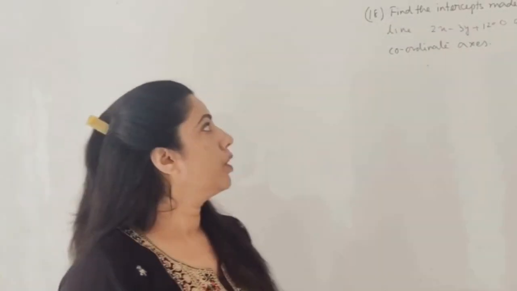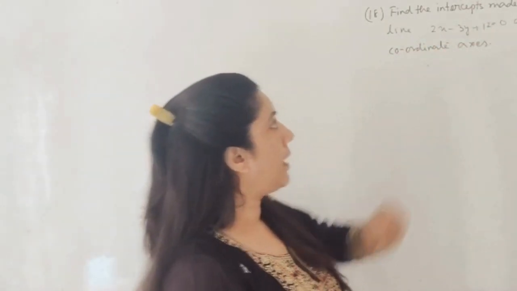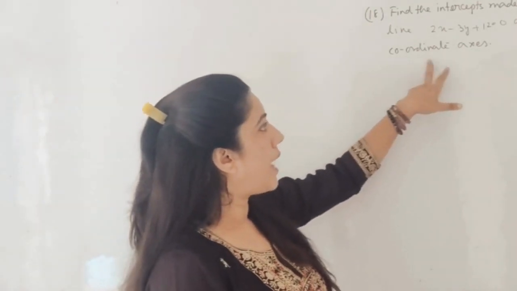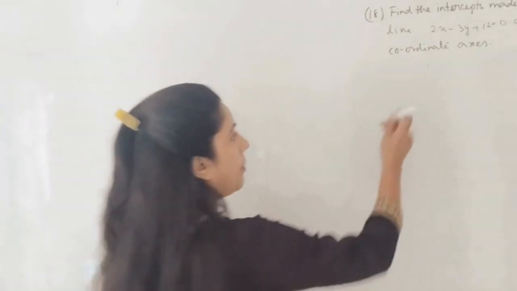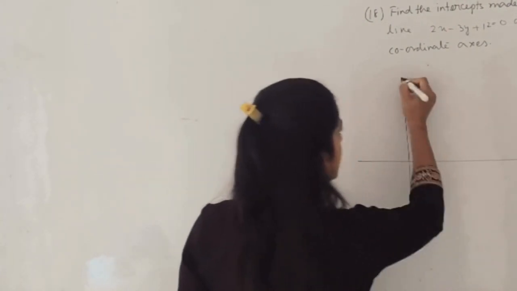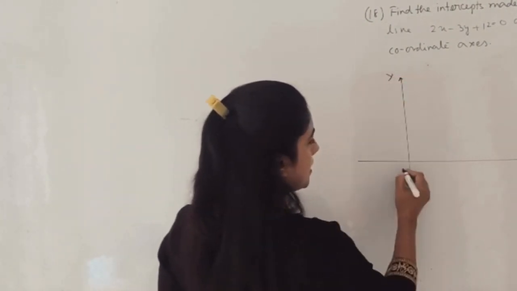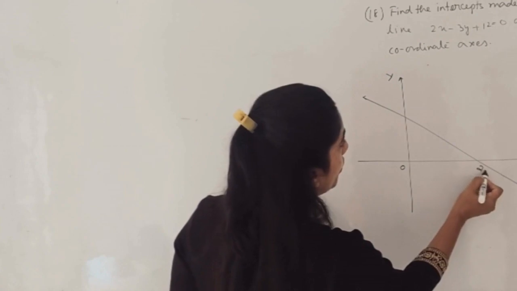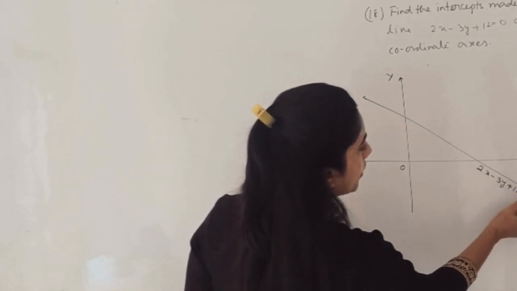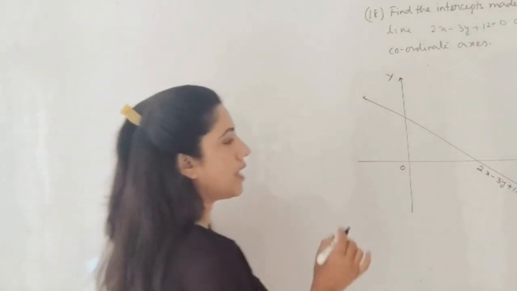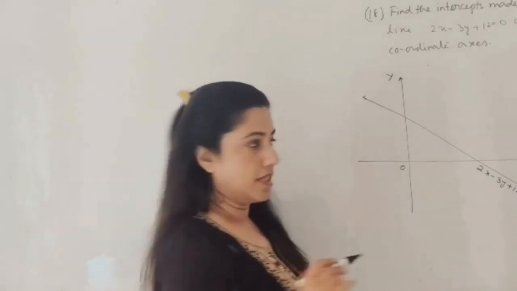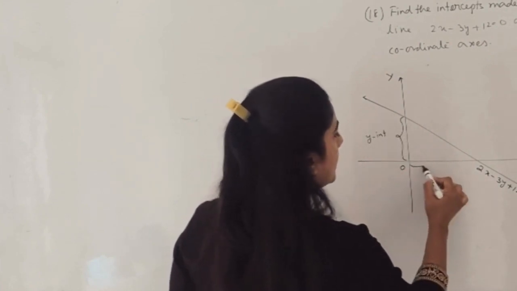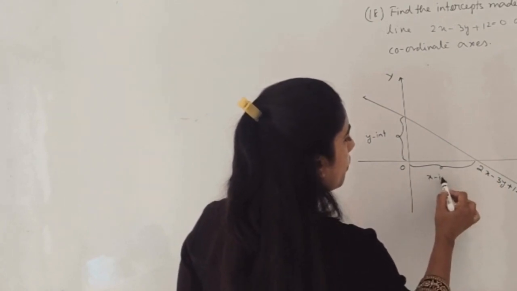Let's start with the next sum. Question number 18. Find the intercepts made by the line 2x minus 3y plus 12 equal to 0 on the coordinate axis. Okay? What does it mean? Suppose these are my coordinates, x-axis and y-axis. This is the origin. You have this line which is given to you as 2x minus 3y plus 12 equal to 0. You need to find out the intercepts this line makes on both the axes. This is the y-intercept which you need to find out, and this is the x-intercept which you need to find out.